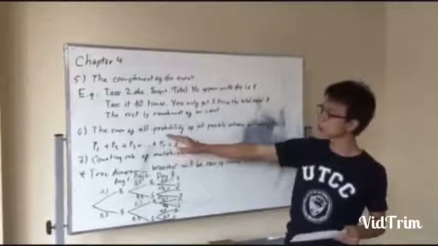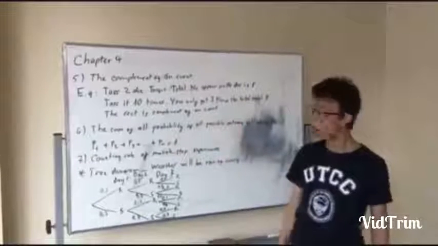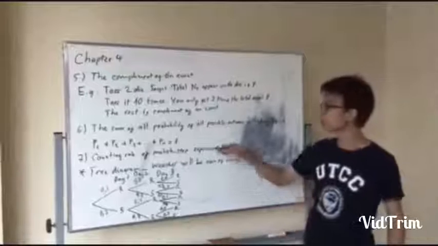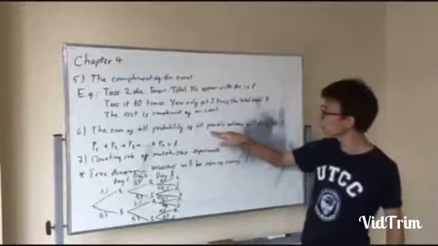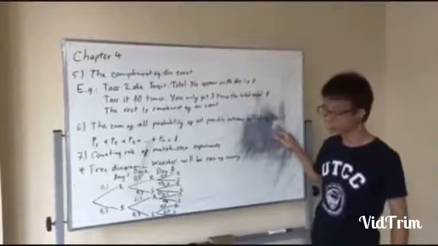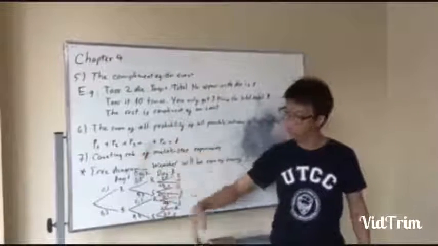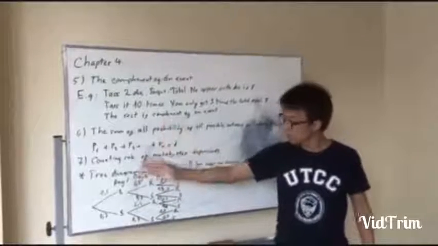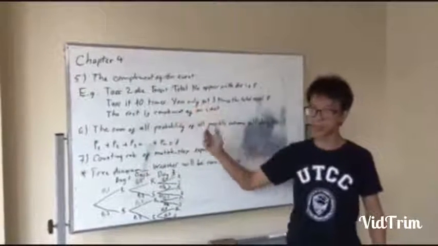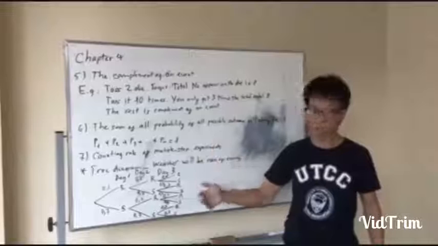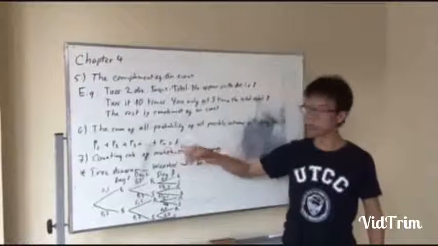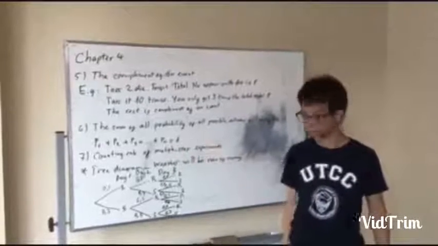Also, next to question 6, the sum of all probabilities of all possible outcomes will always be 1. So it's like the probability of event 1 plus the probability of event 2 plus event 3 and so on up to event n will always be 1. Okay.